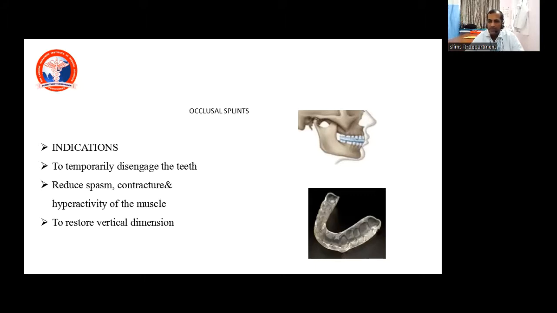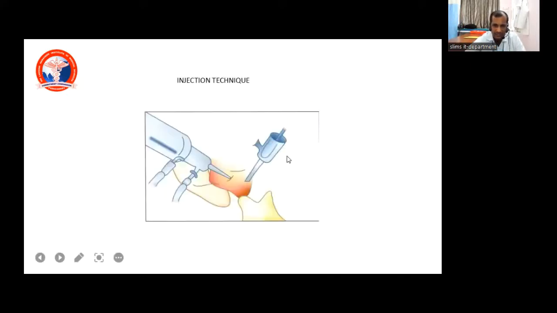It can be either a soft splint or a hard splint, and depending upon the clinical condition, we suggest an occlusal splint with a thickness ranging from 1.5 to 2 mm. The basic idea is to give rest to the joint, to disengage the teeth, and to prevent the teeth from clenching or giving more force or trauma to the joint.